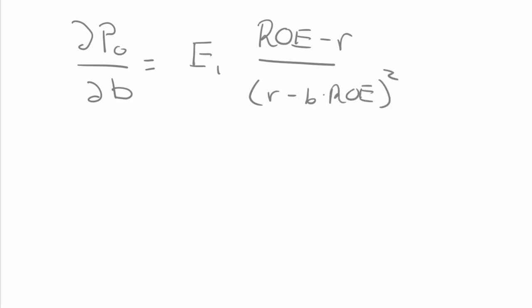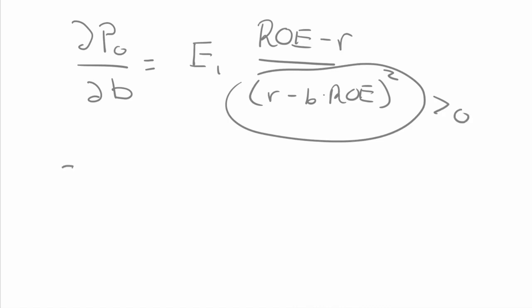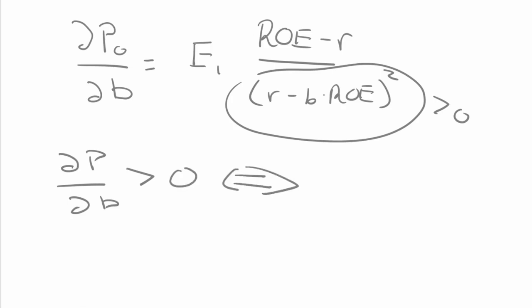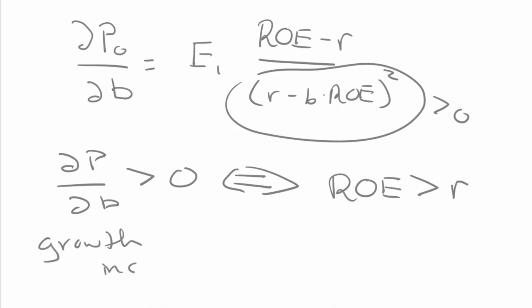Now this denominator here is always positive. So growth increases the price if and only if profitability exceeds the discount rate. So we know when growth is good. It's when profitability exceeds the discount rate.